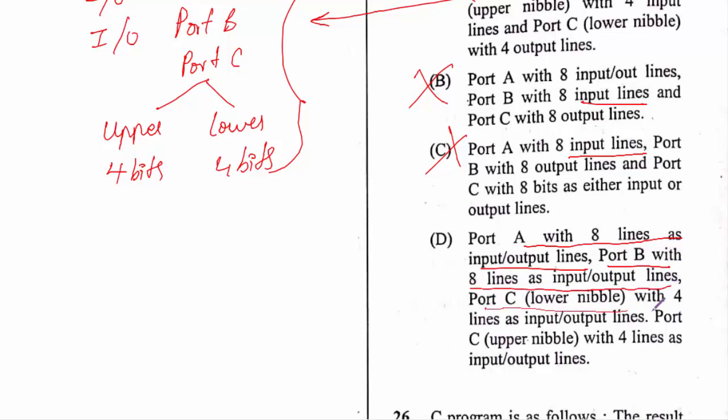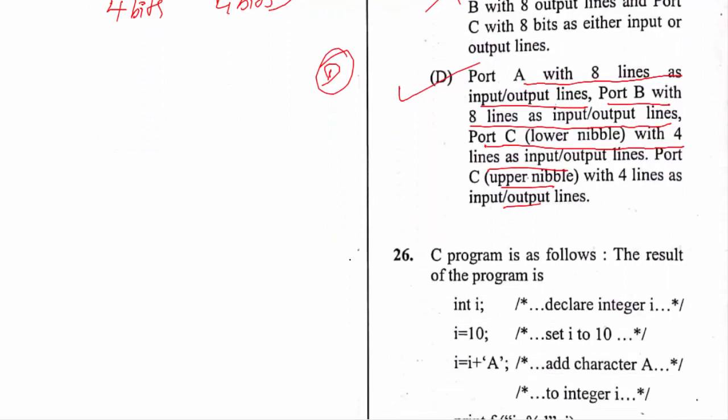Port C is split into upper nibble and lower nibble, they are told. So this one is the correct answer. So the option that is going to follow is option D is the correct one.